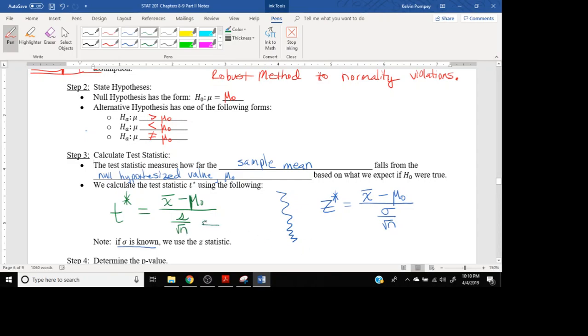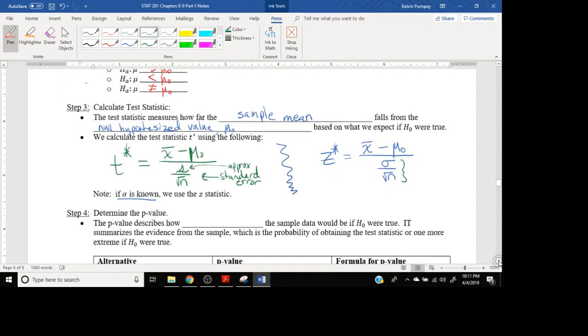And remember, this is your standard error. This is an approximation for your standard error because this is from your sample. This is the actual value of your standard error. This is the estimate from your sample. Okay. And so this measures the distance your sample mean is from your hypothesized population value in standard error units. That's why we divide by the standard error. And this is an approximation of the standard error.